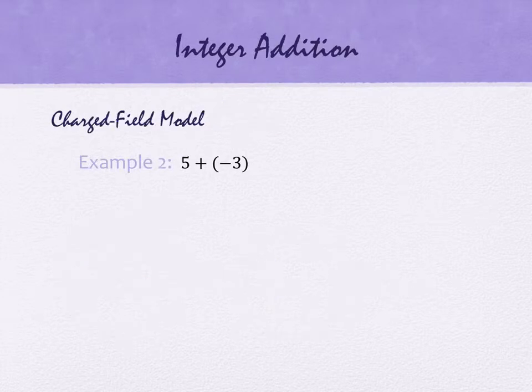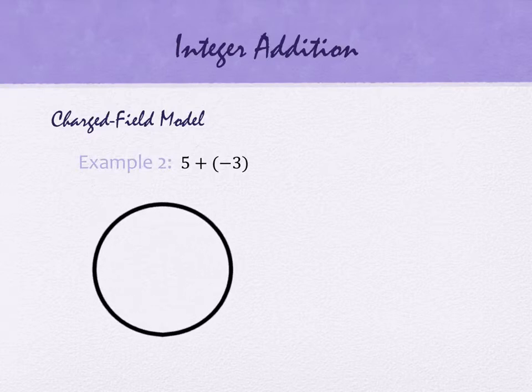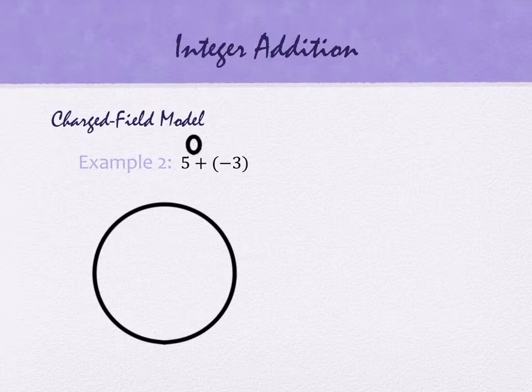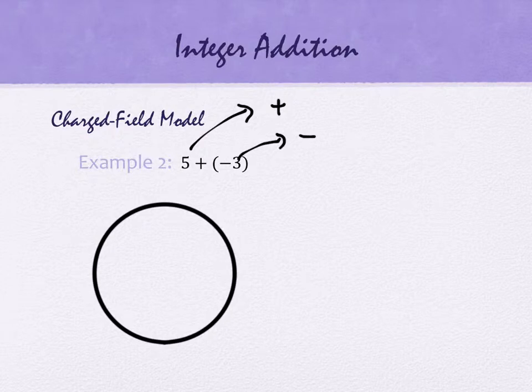The next one looks almost the same, but it doesn't necessarily require you to have colors, okay? This is called the charged fields model. And what this model does is it takes our numbers and assigns them a charge. So, for instance, a positive number has a positive charge, a negative number has a negative charge. So when I see 5, I write in 5 positives.